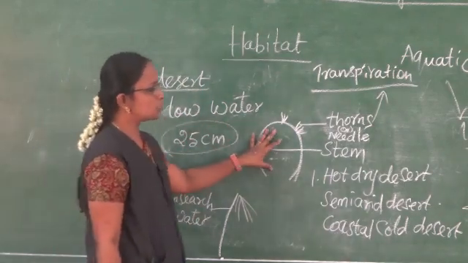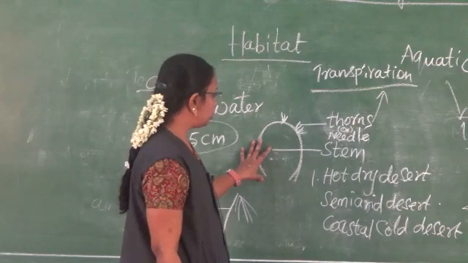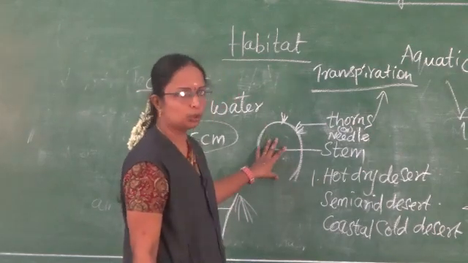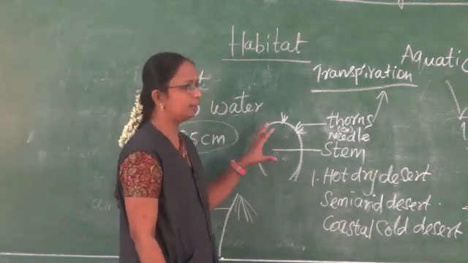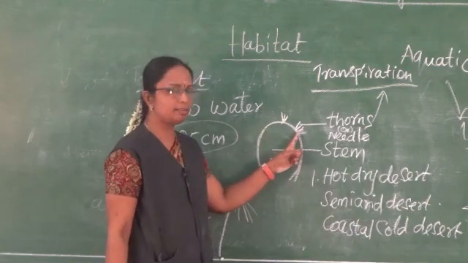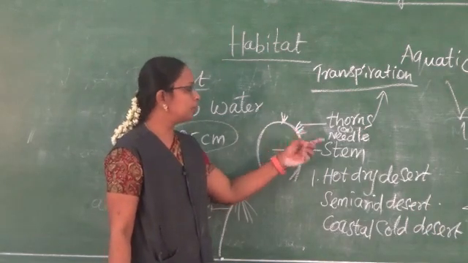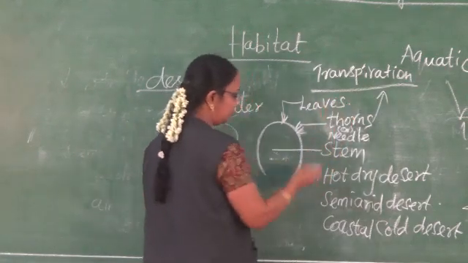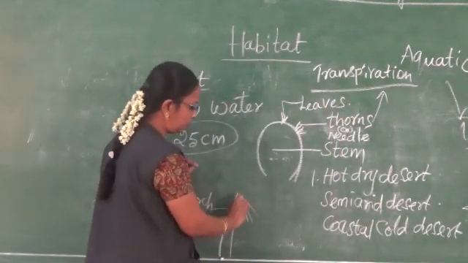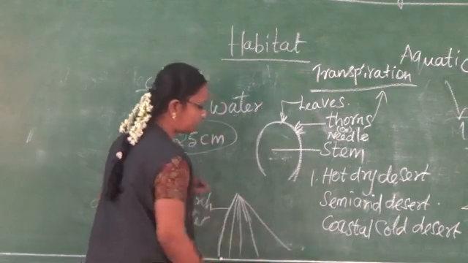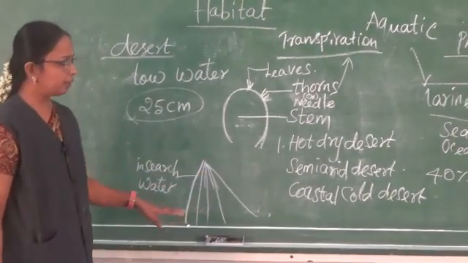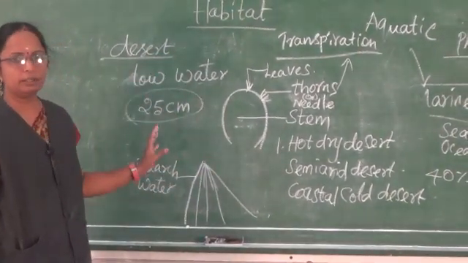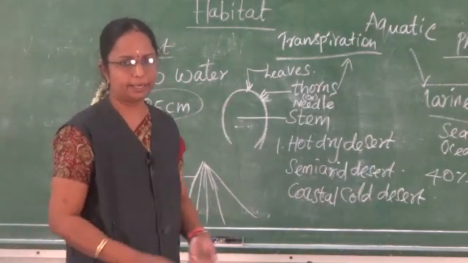And then they show some modifications. The root and the stem become fleshy and succulent. Succulent means they are thick. And the leaf becomes thorns. Then the root goes deep into the soil in search of water. So these are all the modifications that are found in the habitat.